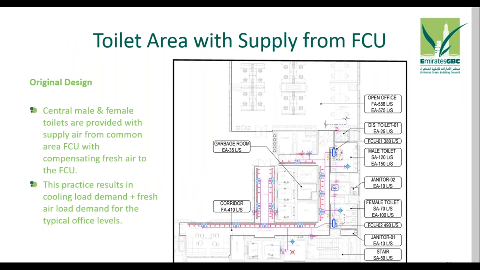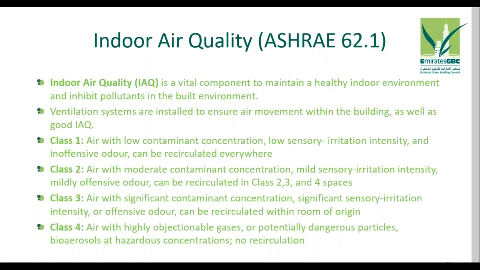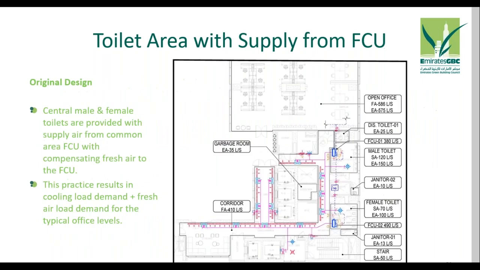Going back again to distribution of air, ASHRAE 62.1. We have zones which talk about class of air. Class 1 air is the typical office air, and then we have class 2, which is a little contaminated, third is from the toilet, class 3, and class 4 is the offensive air. This is a typical office floor in which we had a pressure distribution. We have the extract from the toilet and the other areas.